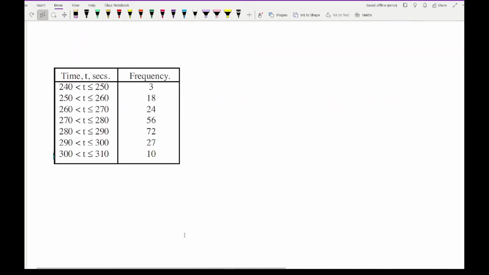So let's have a look at a really nasty question. This is going to involve a lot of big numbers, as you can see. From our groups, we've got 240, 310. Now we've got a big table. So again, first thing I want to do is work out the total frequency. Adding all of these numbers up: 3 plus 18 plus 24 plus 56 plus 72 plus 27 plus 10 gives me an answer of 210.